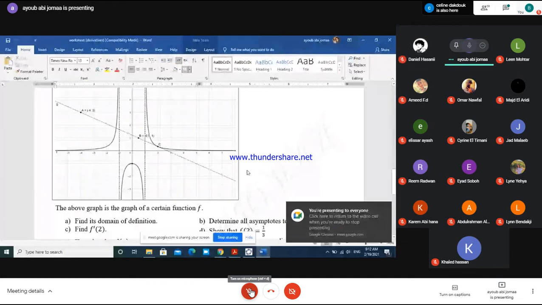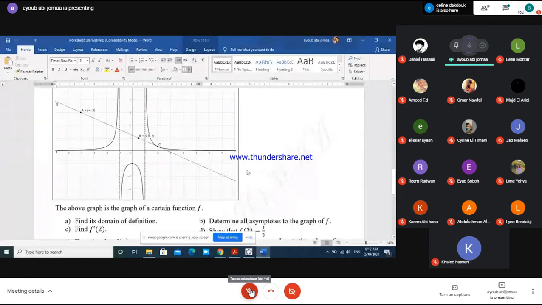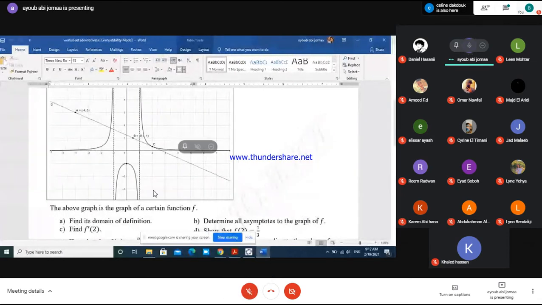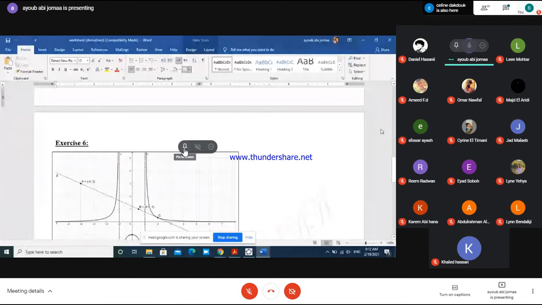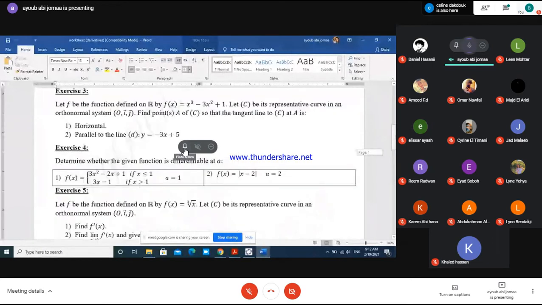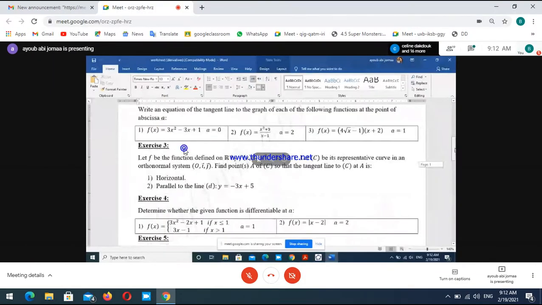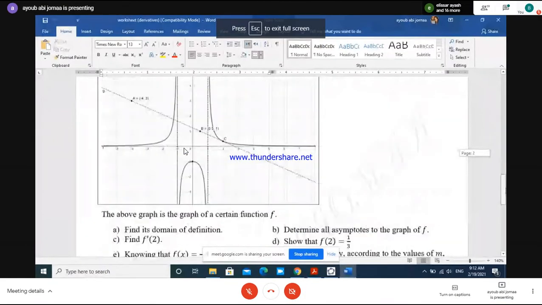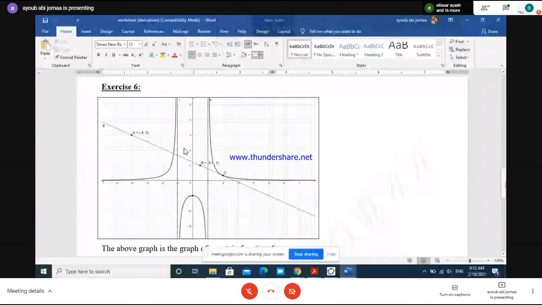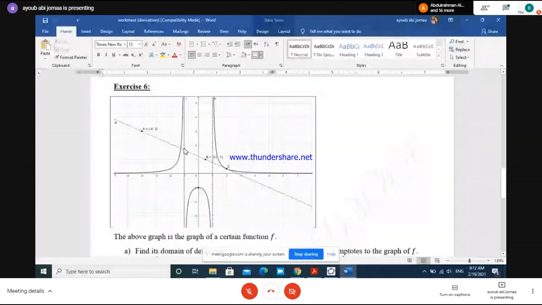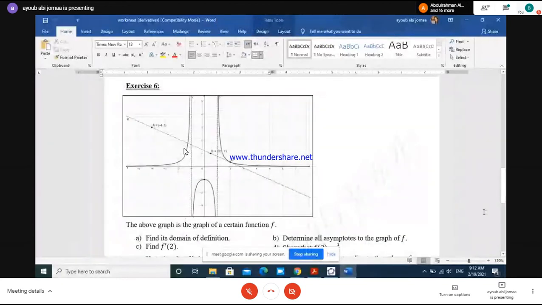Okay, good. Right. So exercise number 6 in the worksheet. Still in the worksheet, the only worksheet, exercise number 6. In this exercise, you are given a graph of a certain function f.